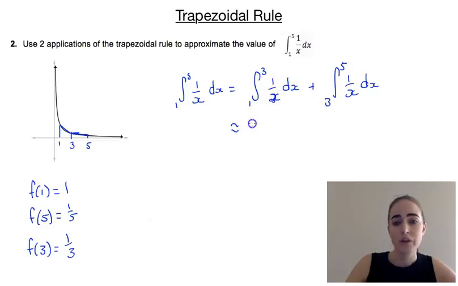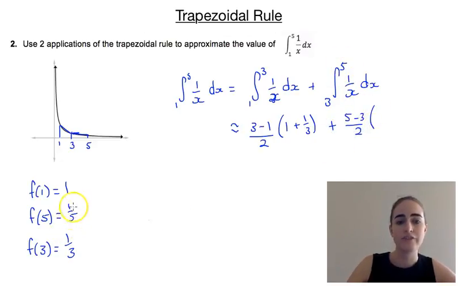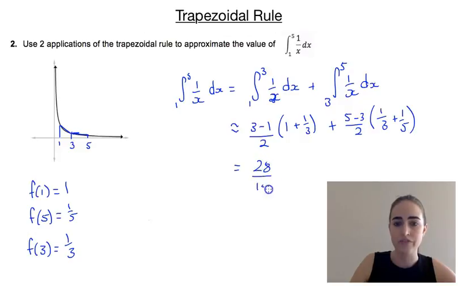So for this first one, we're going to have 3 minus 1 over 2, outside of f of 1 plus f of 3, so 1 plus 1/3. Plus, this one we're going to have 5 minus 3 over 2, outside of f of 3 plus f of 5, so 1/3 plus 1/5. And if we evaluate all of that, we'll end up with 28 over 15. Converted to a decimal, it is approximately equal to 1.86, or it is equal to 1.86 recurring.